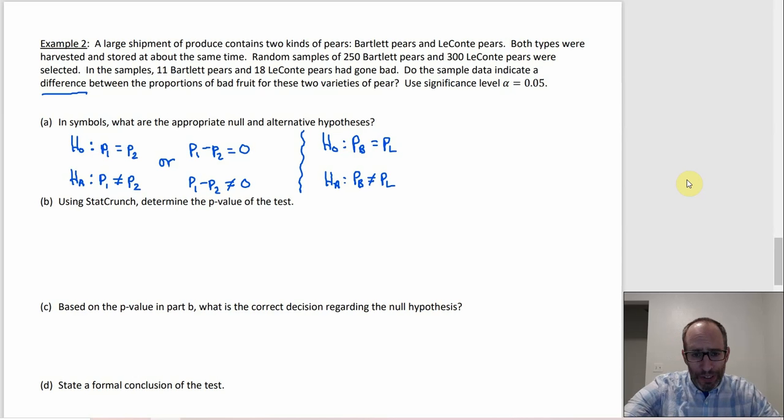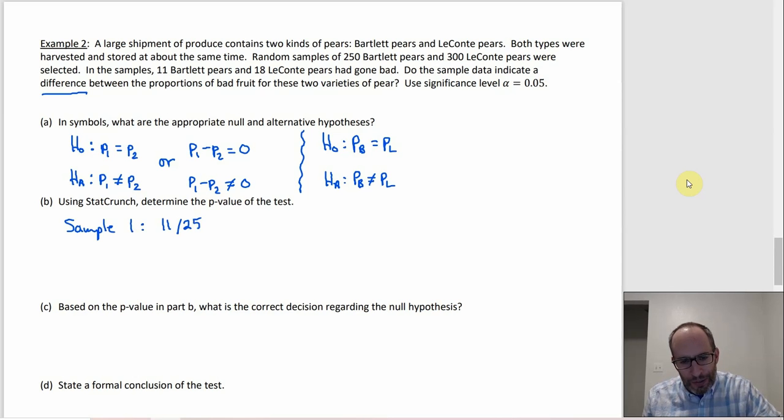all we're really going to need here would be our sample proportions. So from sample 1, which I guess would be the Bartlett pairs, it's going to be 11 out of 250. That's our sample proportion. And then for sample 2, for the Lacani pairs, it's 18 out of 300.